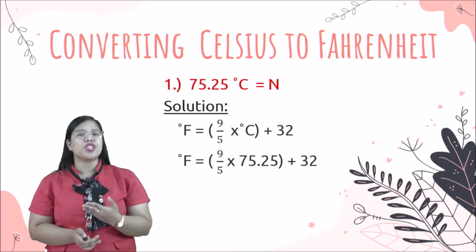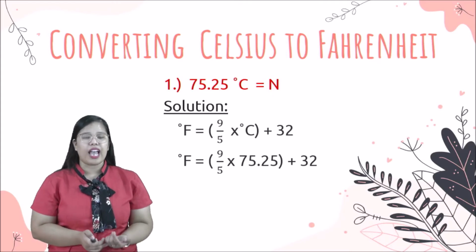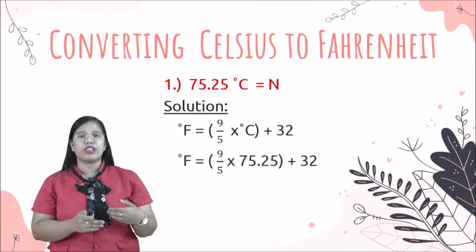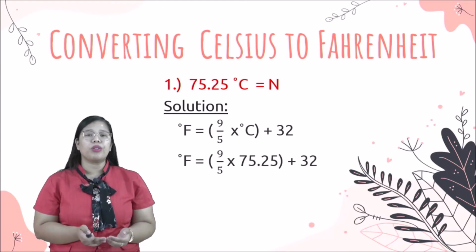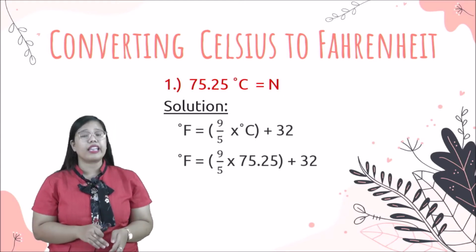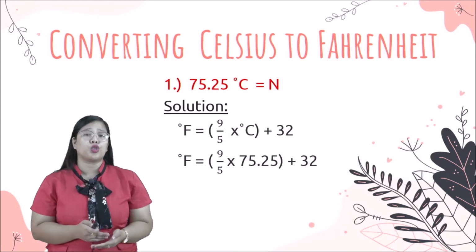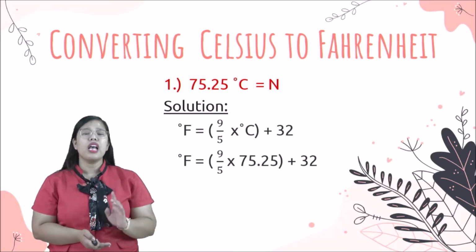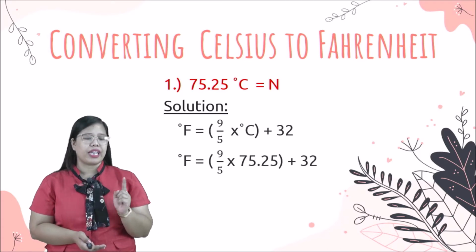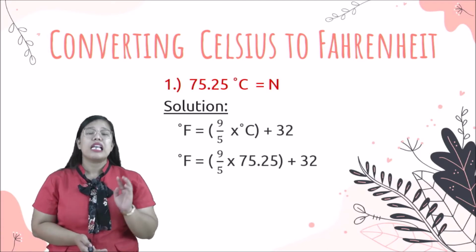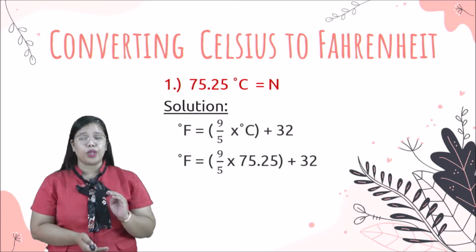And then we will just add it to 32. Again, we need to multiply 75.25 by 9 and then the answer we will divide it by 5. And then that's the time that we will add it to 32. So, now, we need to multiply 75.25 by 9 and the answer will become 677.25.